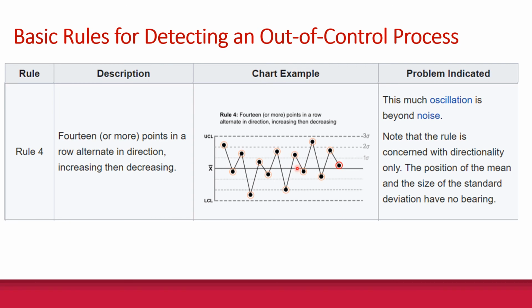Rule 4 basically says if you have 14 or more points that alternate in direction, increasing and then decreasing. Here, for example, you have a point that's above the X bar, the next point's below it. Then it goes back above it, then below it, then above it and below it, continually for 14 or more points. So oscillation like this is much more than noise. Noise doesn't cause this kind of oscillation. Each of these cases is a situation where these 4 rules apply. As you run through the case studies and the problems, keep these in mind.